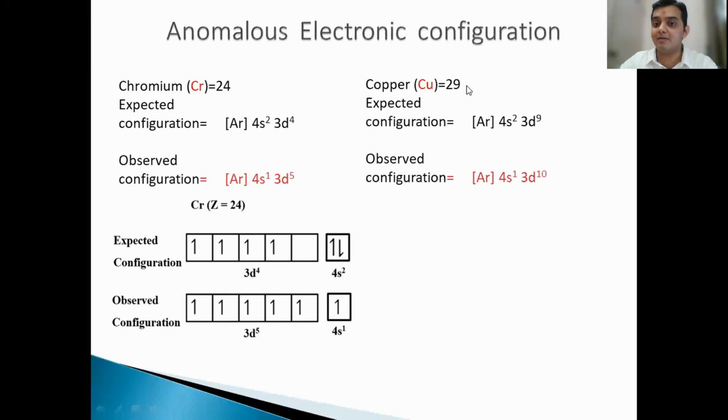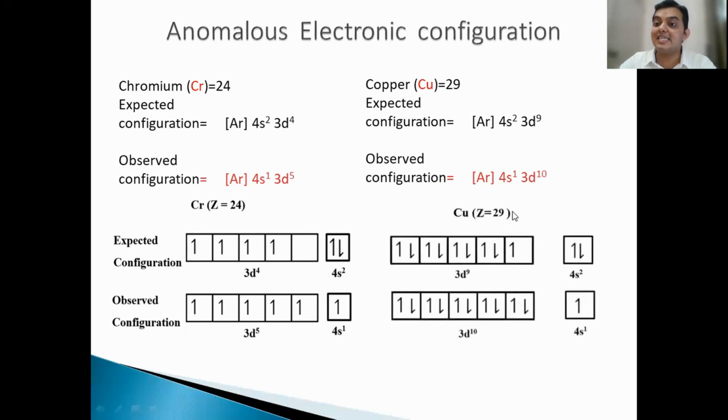Similarly, copper, 29: argon is 18, 4s2 is 19, 20, and 20 to 29 is 3d9. So if I make 3d9 into 3d10, it will become completely filled and stable. So again, there is inter-electronic repulsion between 4s and 3d, which allows one electron to jump from 4s to 3d. So 4s2 becomes 4s1, and 3d9 becomes 3d10. Where 3d10 is completely filled and 4s1 is half filled, it becomes highly stable. So to attain stability, the electron jumps, and that's why for chromium and copper we write this configuration: for chromium 4s1 3d5, for copper 4s1 3d10.